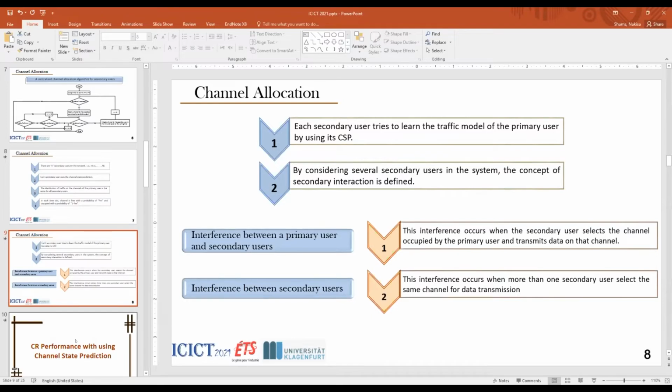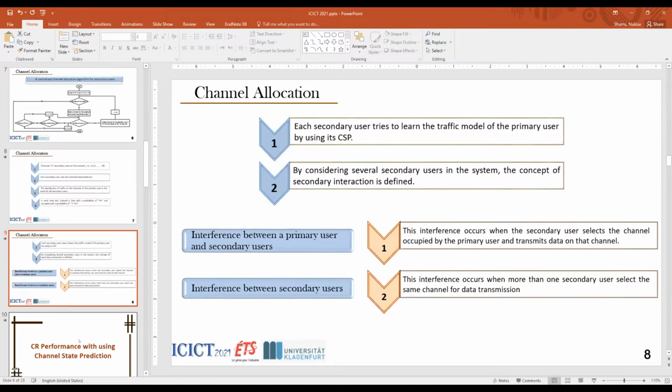By considering several secondary users in the system, we have two concepts: interference between the primary users and secondary users, and also interference between secondary users. Interference between primary user and secondary user occurs when secondary users select the channel occupied by the primary user and transmit data on the channel. Interference between secondary users occurs when more than one secondary user selects the same channel for data transmission.